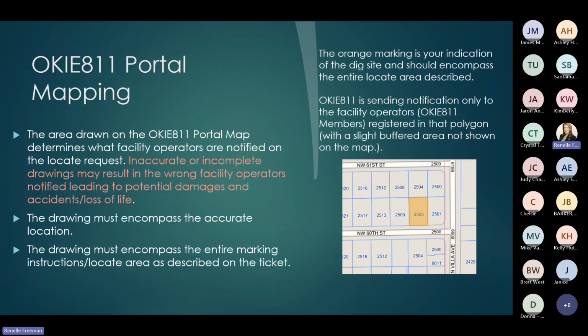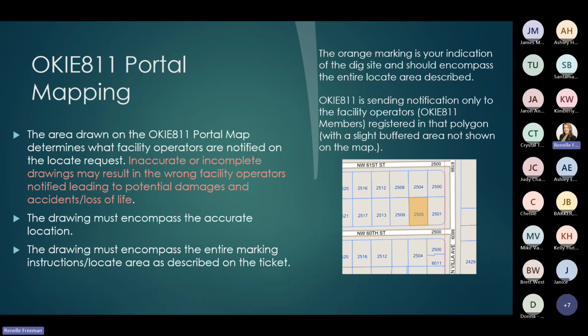So let's talk about the OKI 811 portal mapping. So when you submit a locate request on the OKI 811 portal, the mapping plays a very important part in ensuring that all of the registered facility owners are notified on your locate request. The area that you draw on the OKI 811 portal map determines what facility operators are notified on the locate request. A majority of the OKI 811 members, those facility operators, they register their service areas by GPS points.